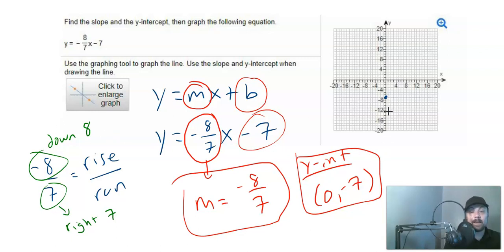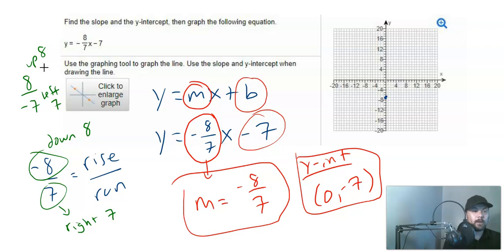So going down 8, I almost run out of room doing that. I don't quite, I'll be okay. But if I couldn't go down 8, like if my graph got cut off at negative 12, well, I don't have enough room in my window to go down 8. So what you could do instead is put the negative sign with the bottom number. And then you're going up 8 and to the left 7. And that would give you room because you have room to go up.